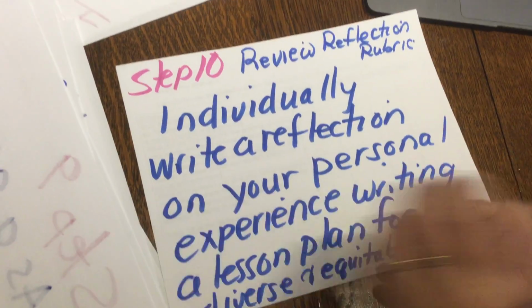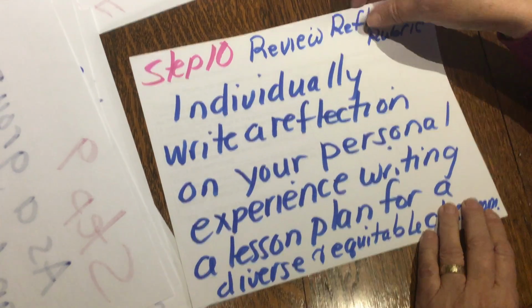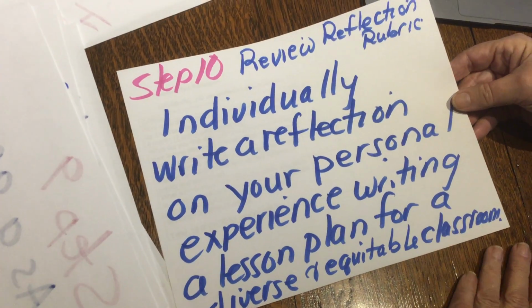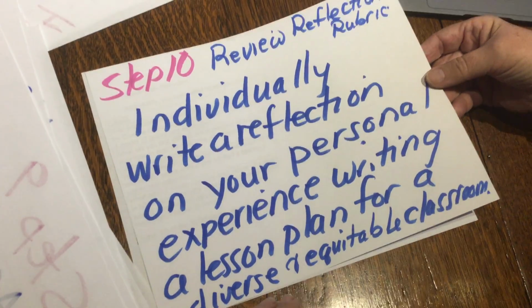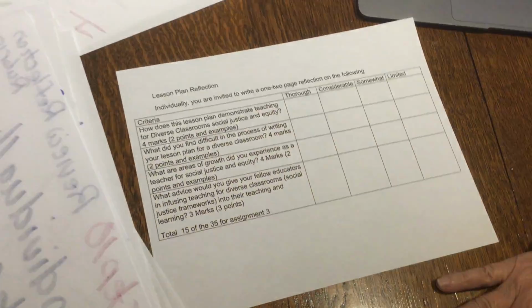And then the last step is review the reflection rubric. Individually write your reflection of your personal experience in writing the lesson plan for an equitable and diverse classroom. And it's pretty clear how to do that.